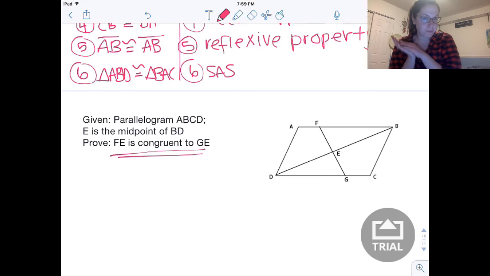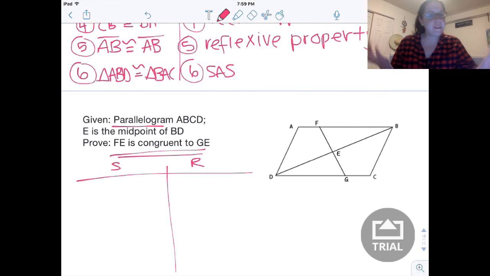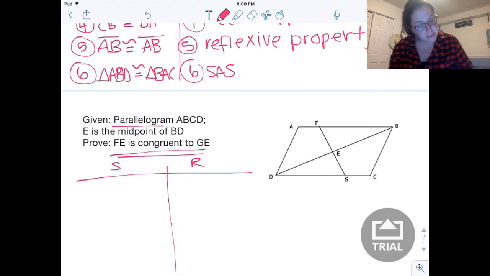All right, let's do this one. So I know this is a parallelogram. I know that E is a midpoint. And I want to prove that FE is congruent to GE. So here's what I'm going to start with. Yes, statement reason, but first let's come up with a plan. So it's a parallelogram. That means I have parallel sides. Parallel sides make me think alternate interior angles. Okay? So I'm keeping that in my mind. I know that E is the midpoint of DB. So DB has to be split in half. So those segments are congruent. So my guess would be that I'm looking at these two triangles.